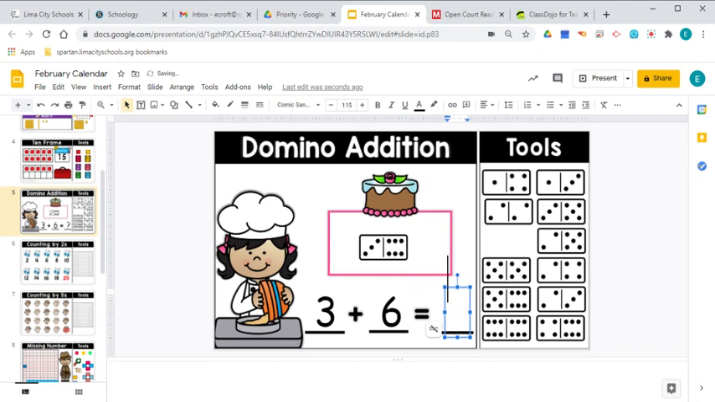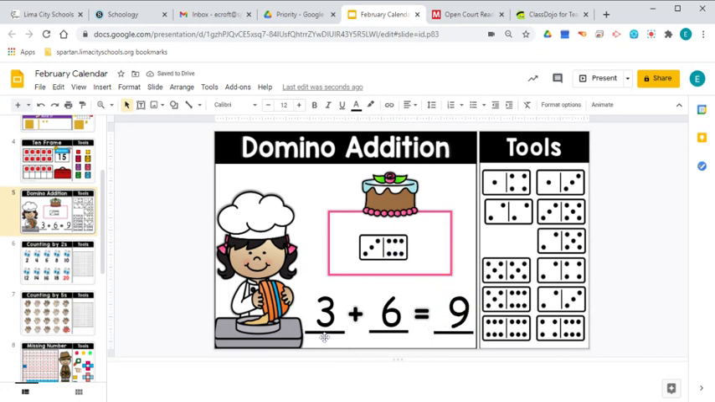And so all together, we need to count our dots. 1, 2, 3, 4, 5, 6, 7, 8, 9. We have 9 altogether. So can you read that number sentence with me? 3 plus 6 equals 9. Now, a number sentence is also called an equation. So you might hear somebody use that fancy word equation, and you know what they mean is a number sentence. A sentence with numbers and also with symbols. These are symbols. This is the plus symbol, and that's the equals symbol.